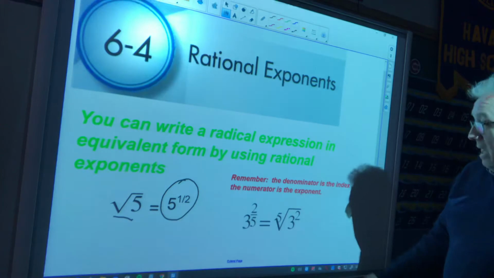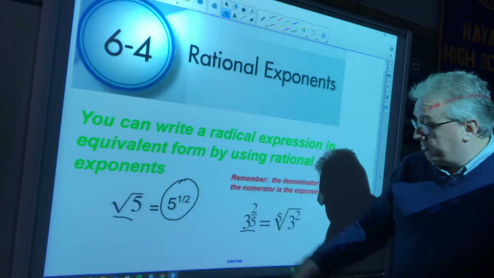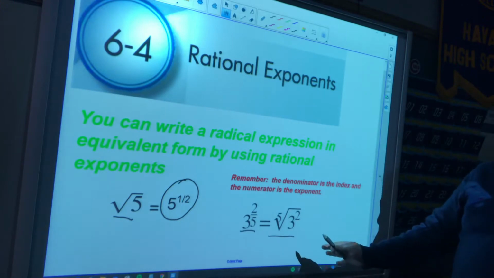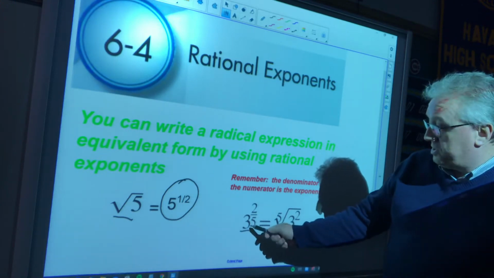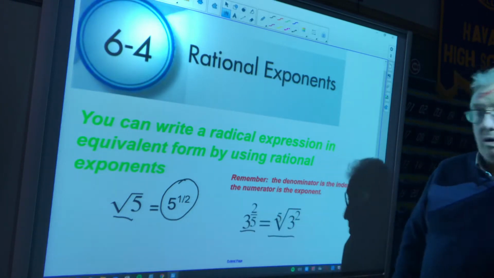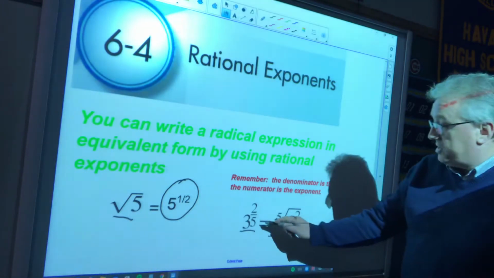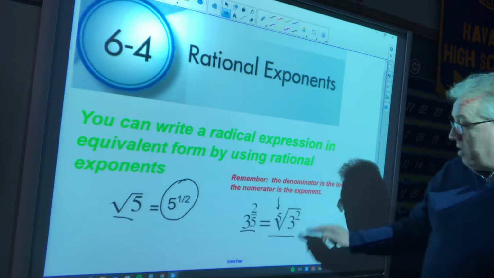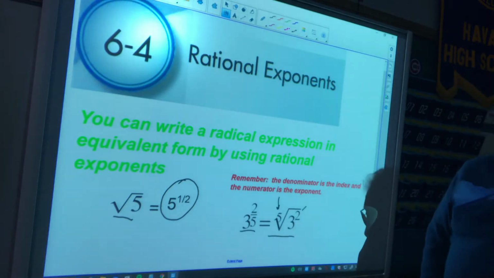Now, here we have exponential form to radical form. Let's look at how this works. So this is 3 to the 2/5 power. Notice that the denominator is the index and the numerator is the exponent. That is always the case.